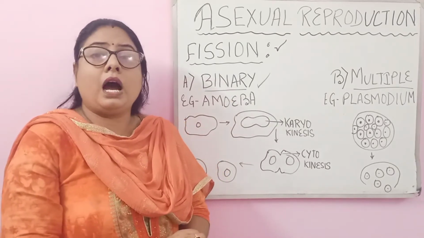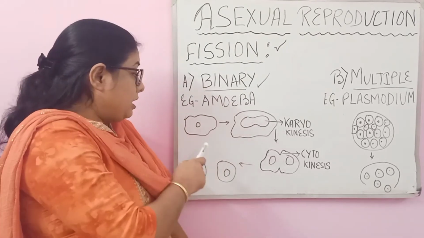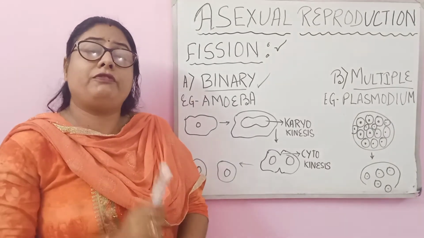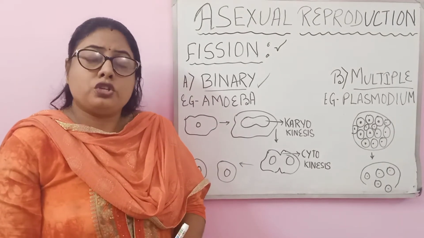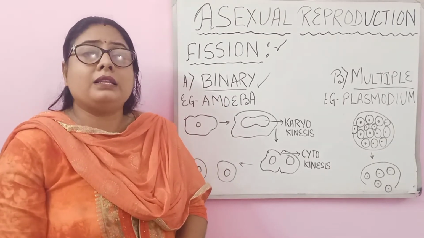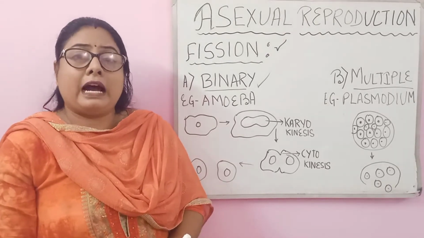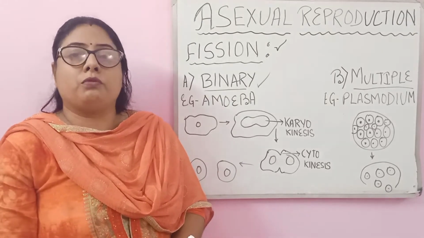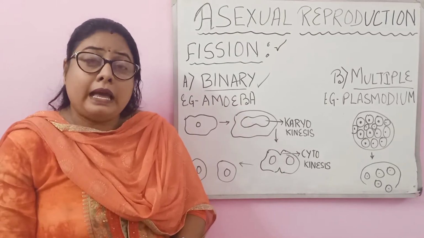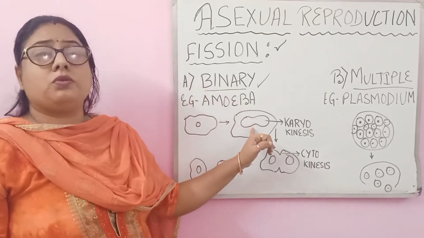Now, let us see how it occurs in amoeba. You all know amoeba is a unicellular organism. It comprises of only one cell. So, the process of binary fission starts with duplication of the chromosome. That means the amount of chromosome in the amoeba is doubled. Then the nucleus elongates and starts to divide.